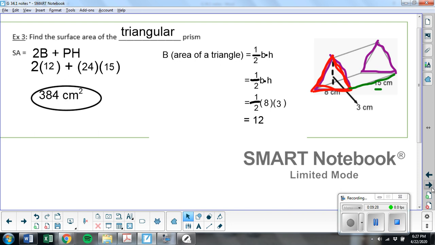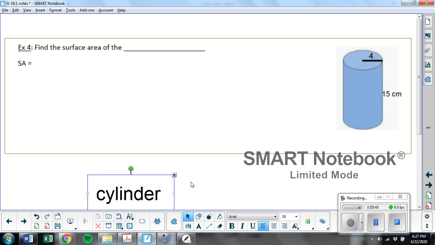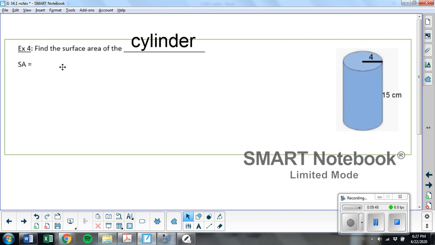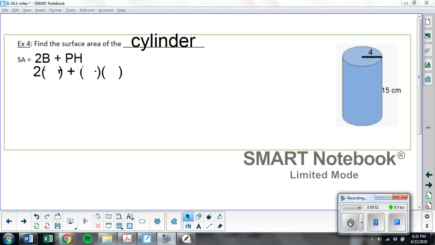Okay, last one. Find the surface area of the, what do we call this? Well, we don't call it a prism because the base is not made of straight edges. We call it a cylinder. So fill in the word cylinder. The formula remains the same. So let's write 2B plus PH.